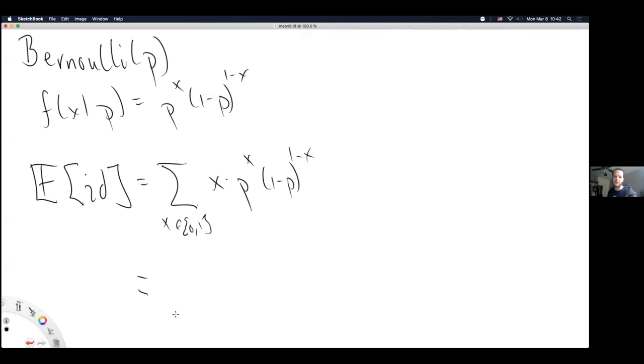All right, you all tell me what's the first term in the sum, and please spell it out. Don't just tell me it's equal to 0. What is the first term in this sum? What's the first value x can take on? 0. And what do we multiply it by? P to the 0. Solid. P to the 0 times? 1 minus p to the 1. Nice, because 1 minus 0 is just 1.